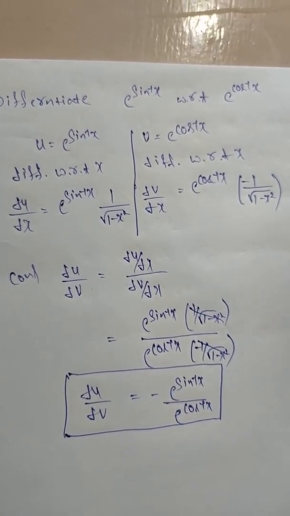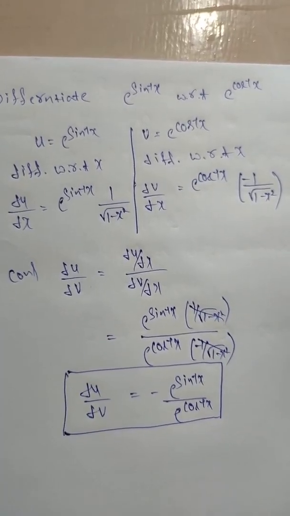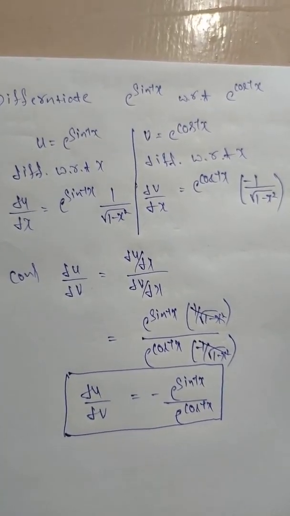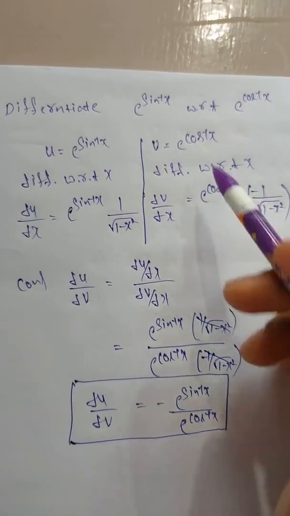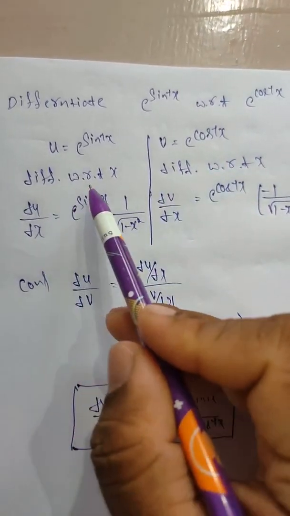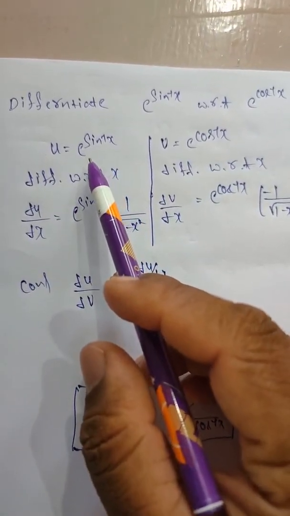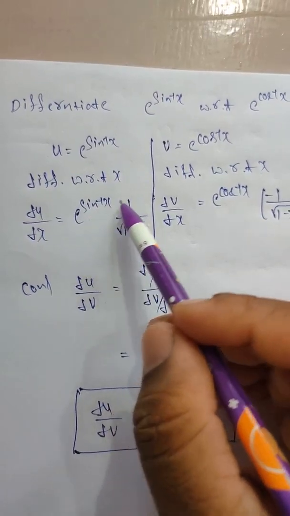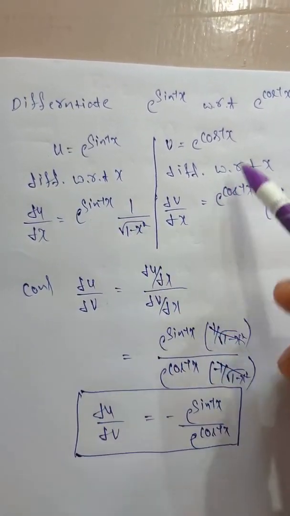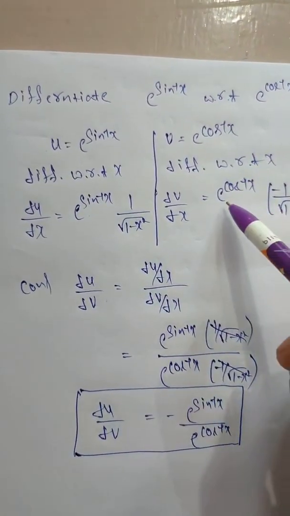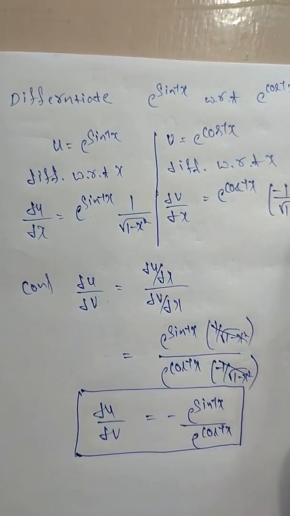So this is a differentiation of a function with respect to another function. Take u is equal to e to the power of sin inverse x and v is equal to e to the power of cos inverse x. Differentiate with respect to x. The differentiation of e to the power of sin inverse x is e to the power of sin inverse x into 1 by root of 1 minus x square. The differentiation of e to the power of cos inverse x is e to the power of cos inverse x into minus 1 by root of 1 minus x square.